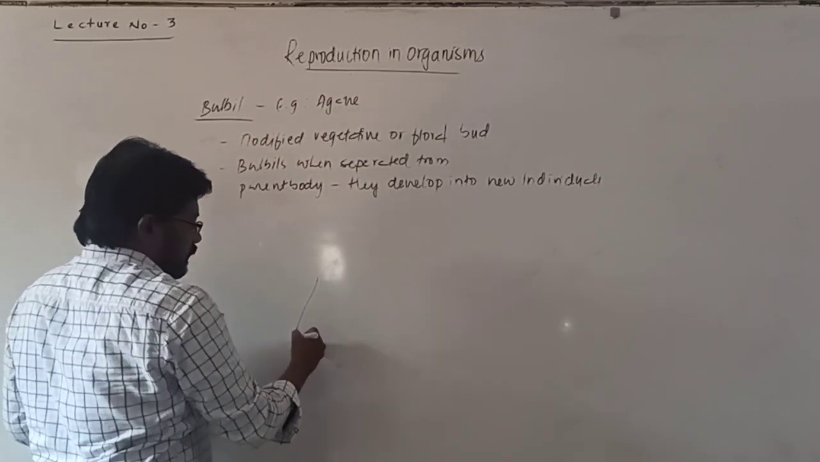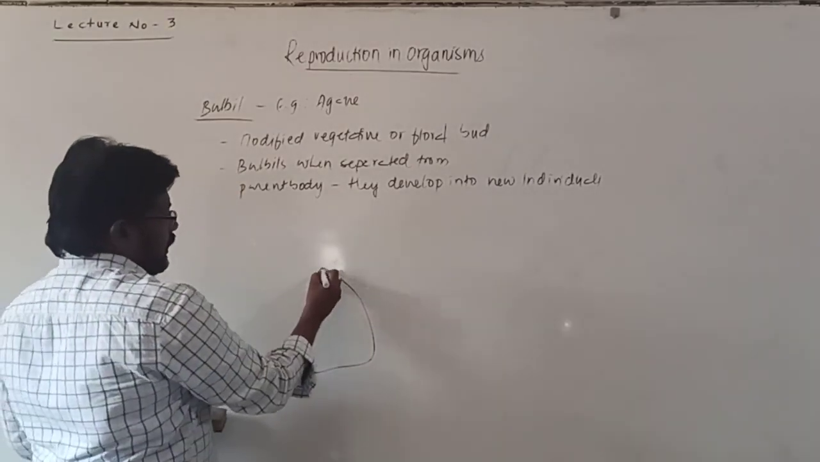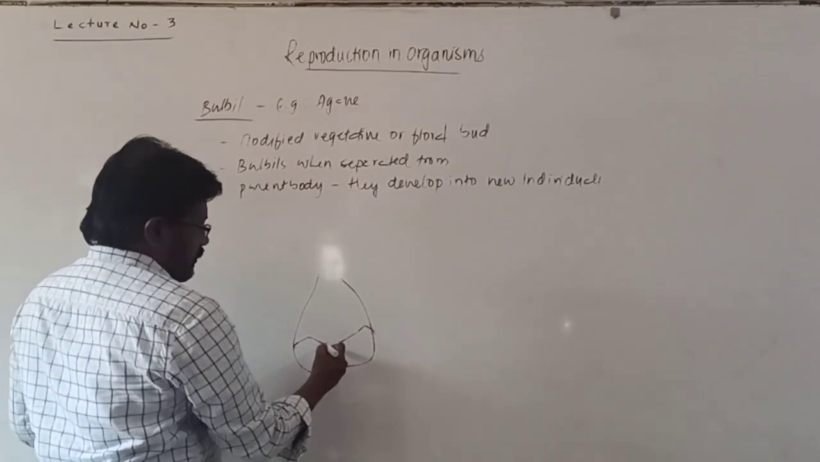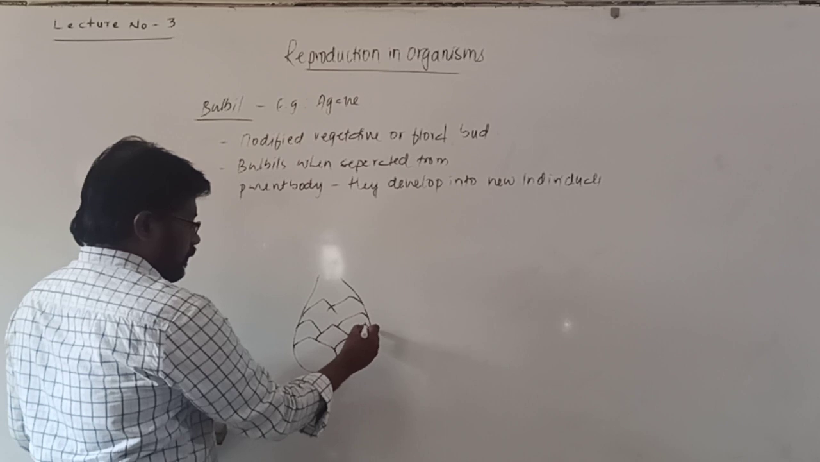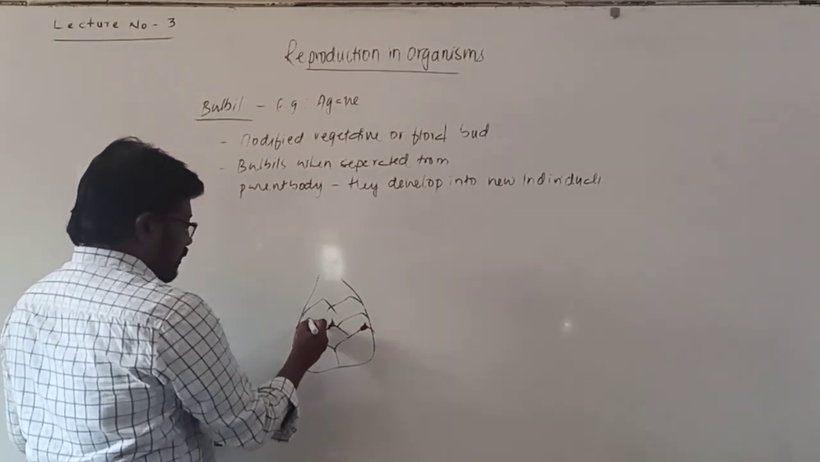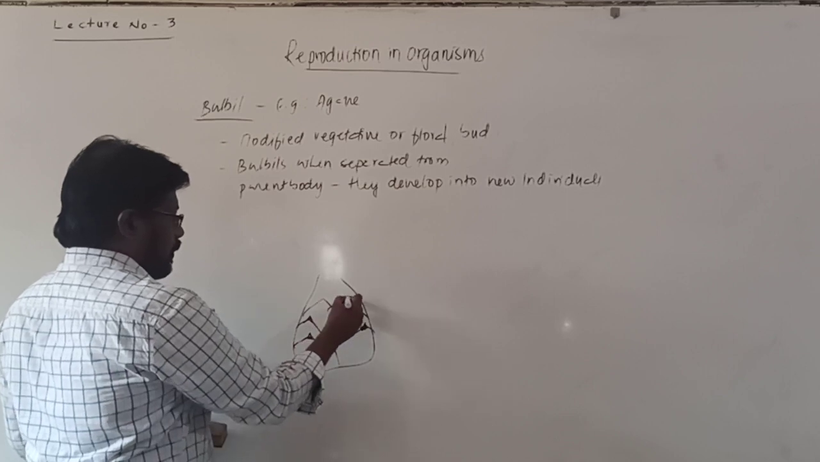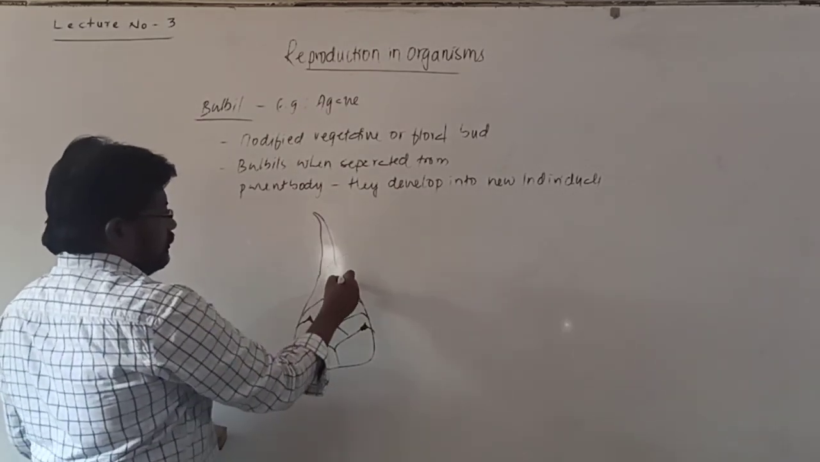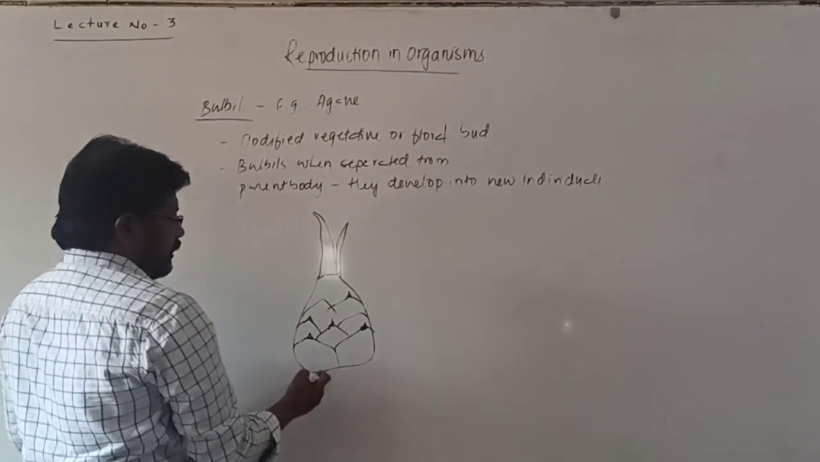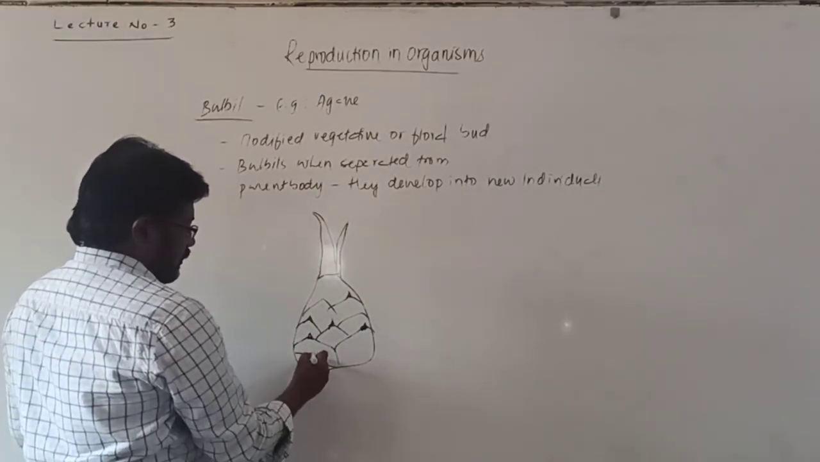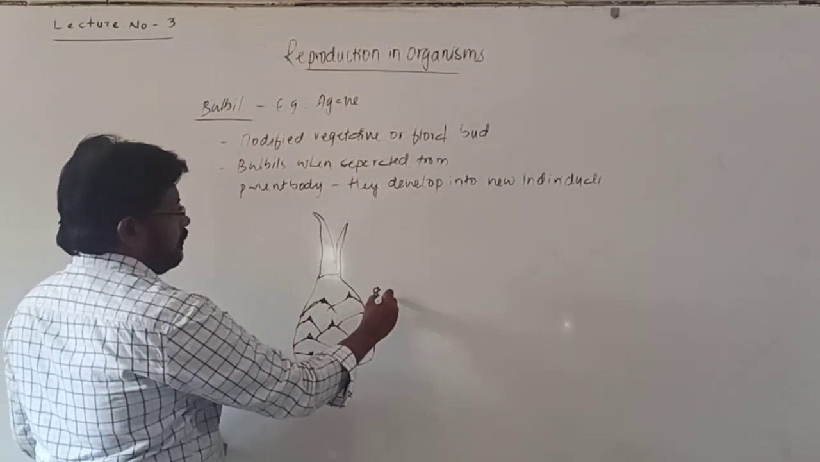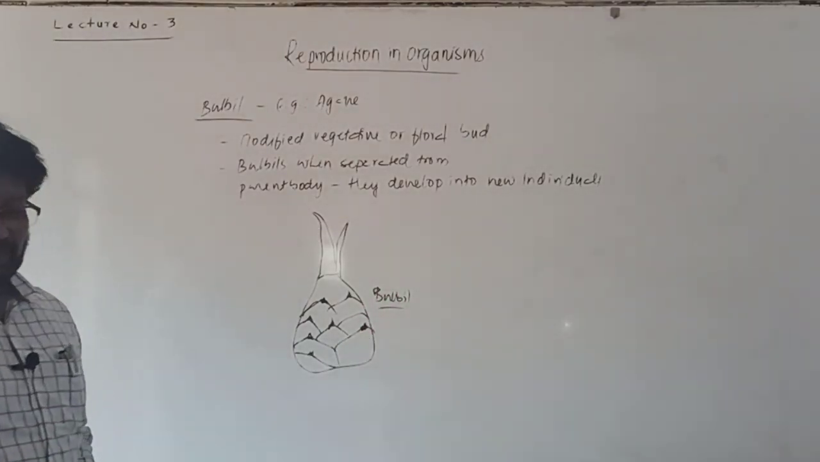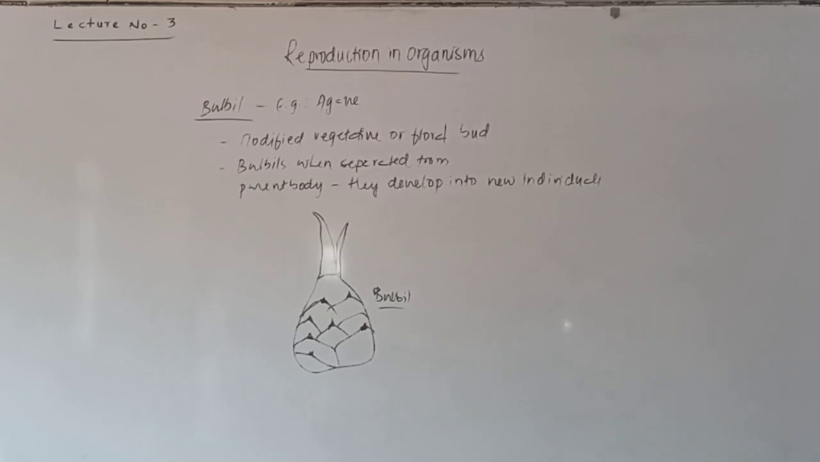Agave americana is the name. You can see here, this is the bulbil. These bulbils will be developing on the plant. I have drawn a small structure of this bulbil. And these bulbils, when they detach from the parent body, can grow into new individuals, right.